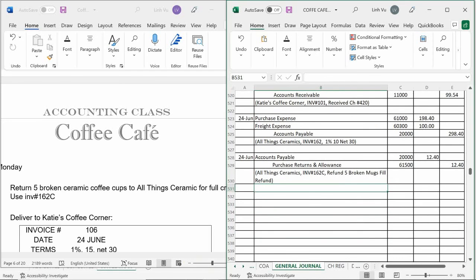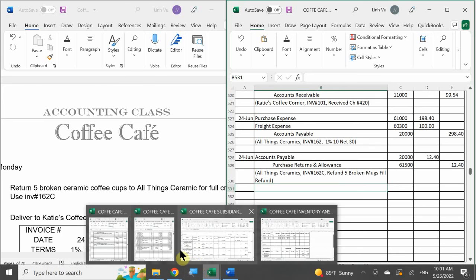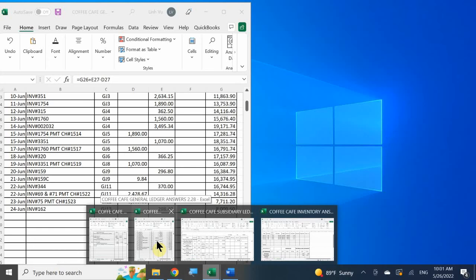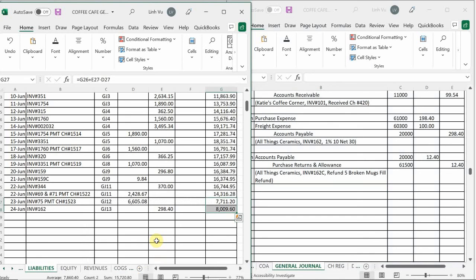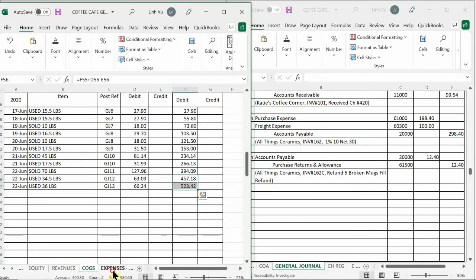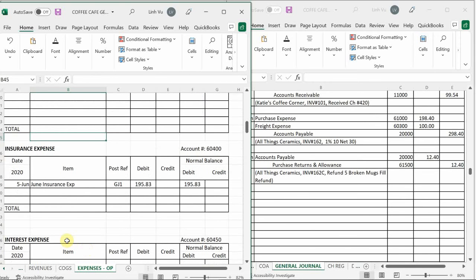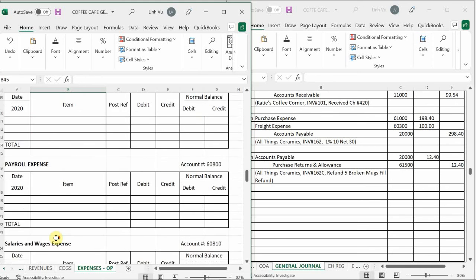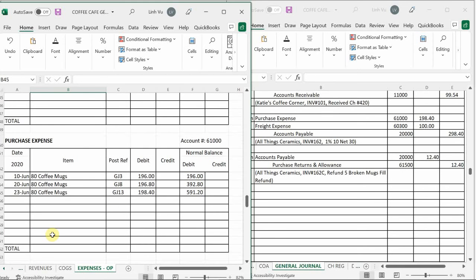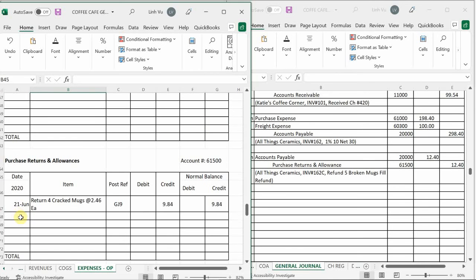So now let's go ahead and update my ledger, because I already updated my inventory, so I'm okay there. Now I need to update my ledger because I am returning 5 of those coffee mugs, right? I don't have all 80, right? I end up returning 5 of them. Here's my purchase returns. So here's my purchase returns.